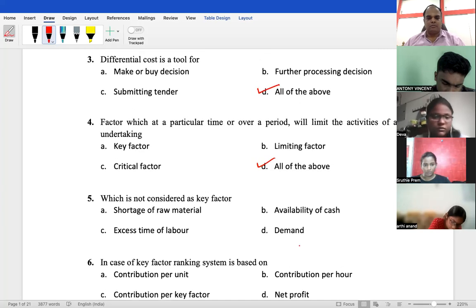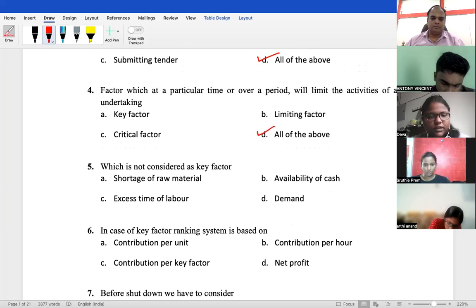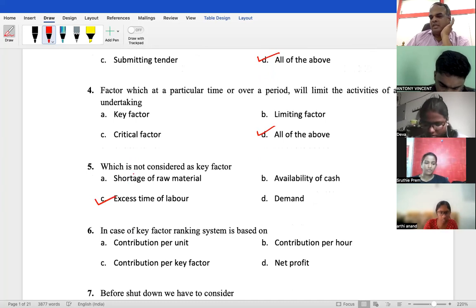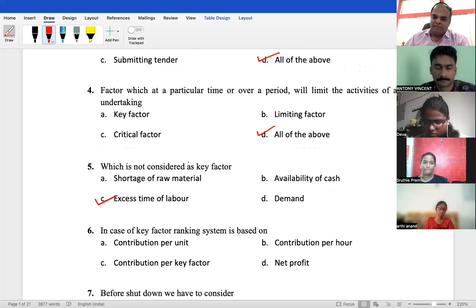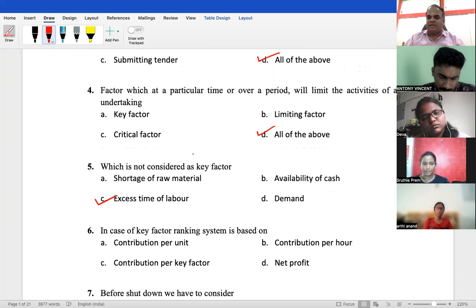Next. Which is not considered as key factor. Option A, shortage of raw material. B, availability of cash. C, excess time of labor. D, demand. Labor time excess means that is not a key factor. Limiting factor only: shortage of labor time is considered a key factor. Shortage of raw material is a key factor. Availability of cash may be the key factor. Demand may be the key factor. Excess time may not be the key factor. Shortage of labor is called the key factor. Right? But they said excess. Yes. Excess.